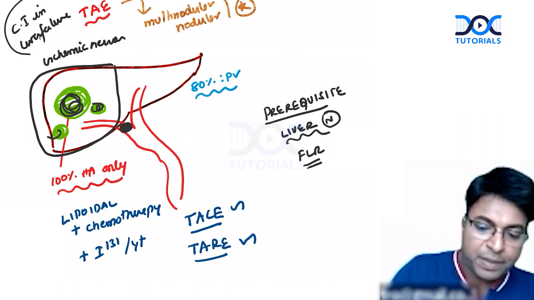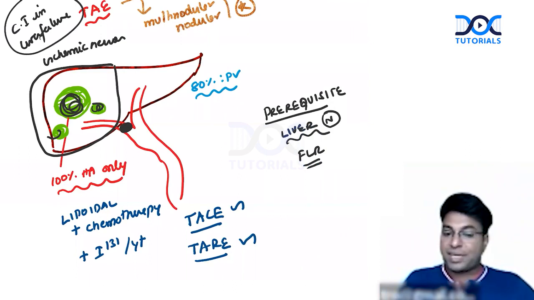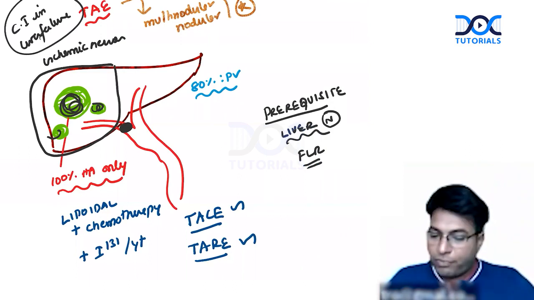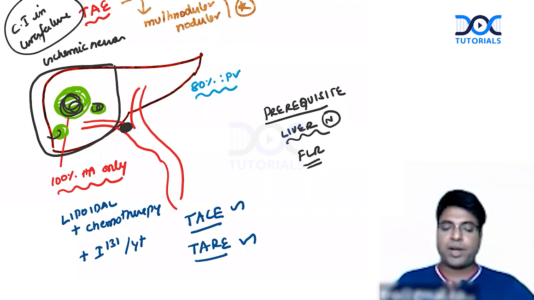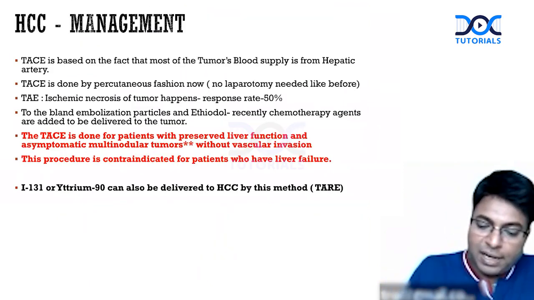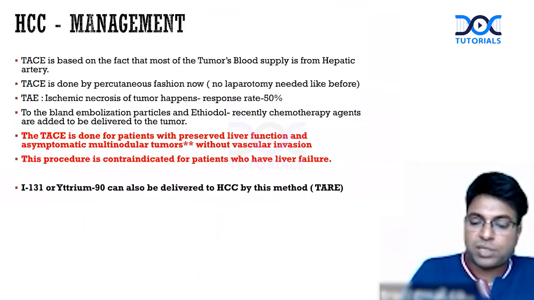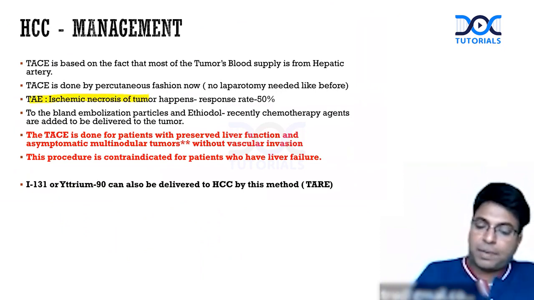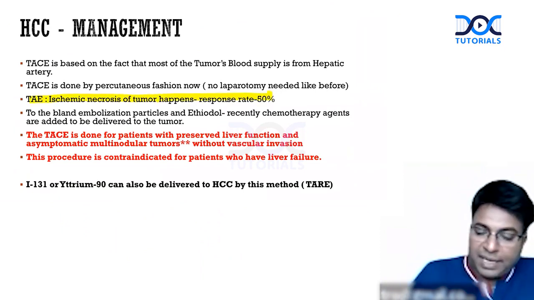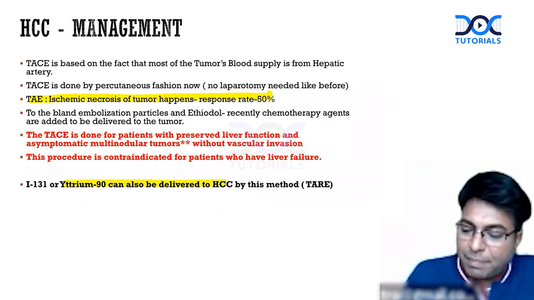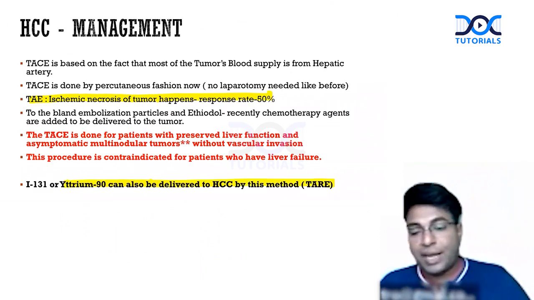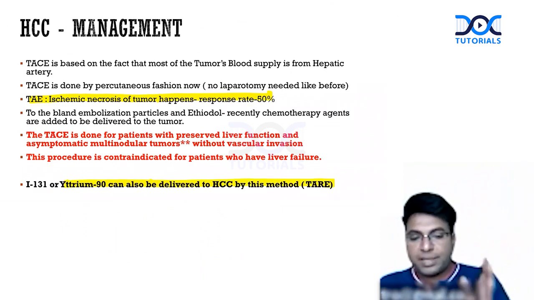Very interesting point. So transarterial chemoembolization is an excellent topic from Sabiston. I have pointed out the points here. Transarterial embolization causes ischemic necrosis of the tumor with a response rate of 50%. Yttrium 90 can also be delivered to HCC by this method, known as transarterial radioembolization. So all these are recent methods.